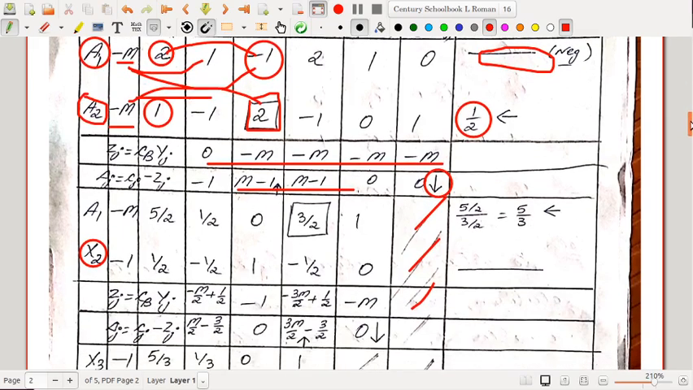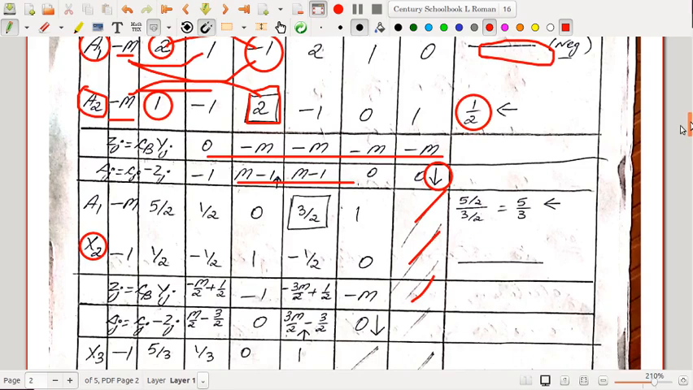R1 changes to R1 plus R2. So this is what we are doing here. R1 changes to R1 plus R2, so it's 2 plus half, that is 5 by 2, 1 minus half, that is 1 by 2, like that. And then again we compute zj and delta j. So here you see delta 1 is M by 2 minus 3 by 2, delta 3 is 3M by 2 minus 3 by 2. So both are positive, but out of these two the largest one is 3M by 2 minus 3 by 2.